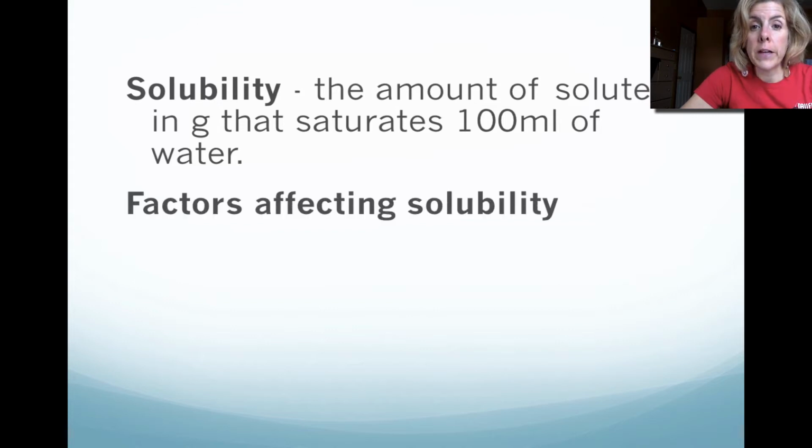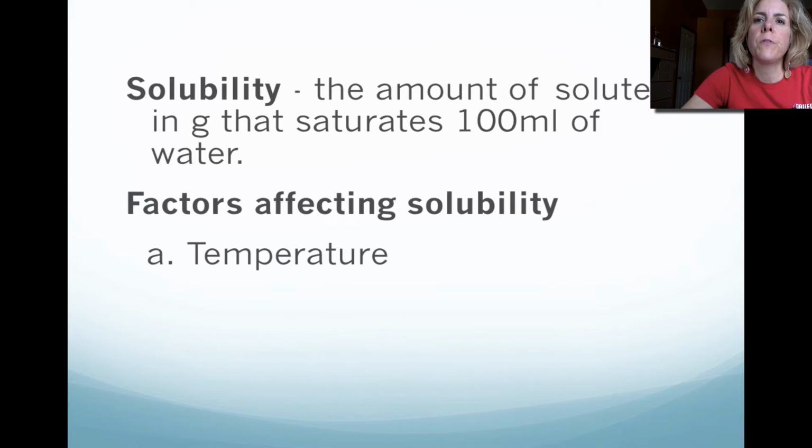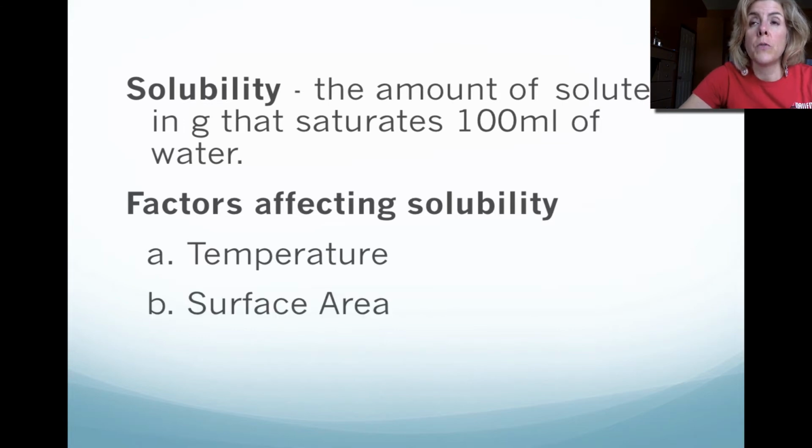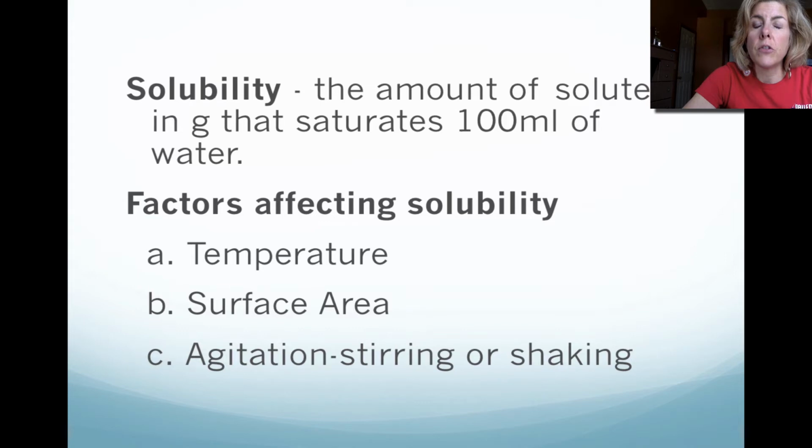Now let's look at factors that affect solubility. Temperature. You may have noticed when you are cooking that sometimes temperature will affect how much dissolves in a liquid. Surface area. Remember how I was talking about the sugar cube? What happens to it based on the surface area? And then lastly, agitation. That means stirring or maybe shaking the solution.